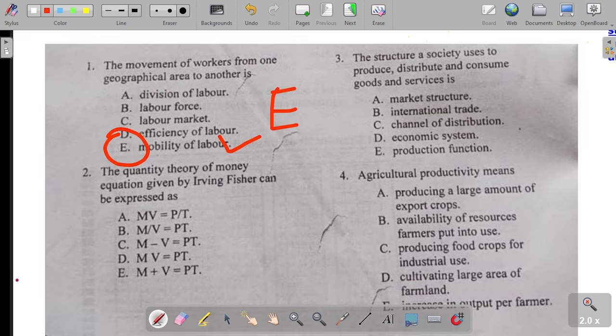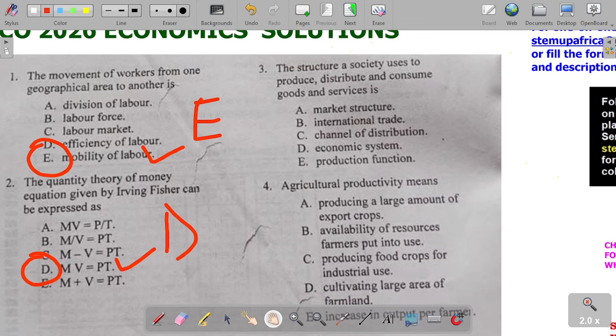Number 2, it said the quantity theory of money equation given by Irving Fisher can be expressed as what? So the quantity theory is MV equals PT. That means money supply times velocity equals price level times transactions. So the answer is D. That formula was given by Irving Fisher. Number 2 is D.